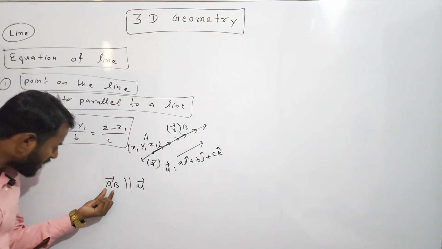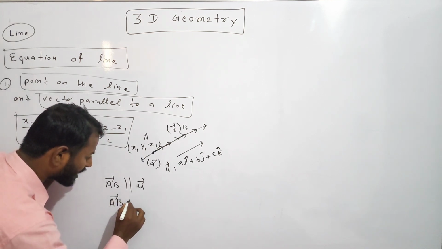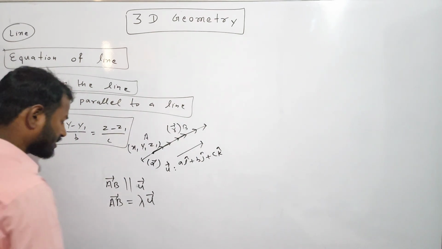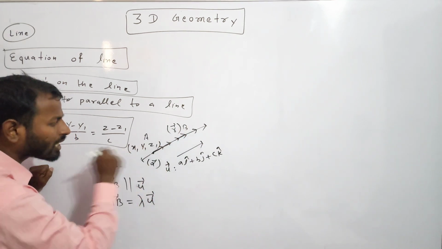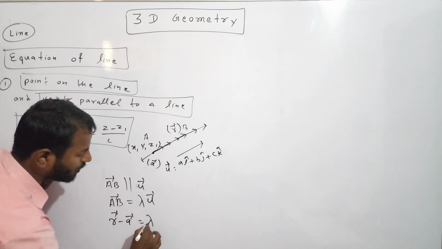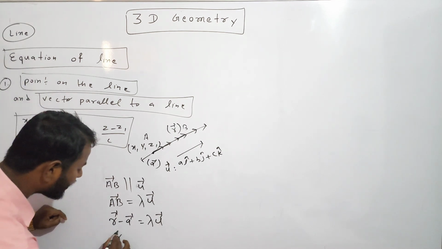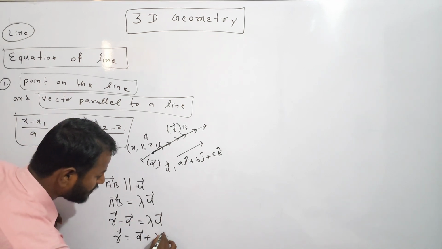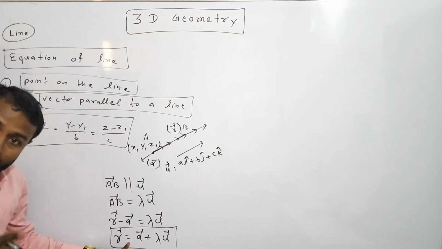Okay, so if AB is parallel to vector U, we can write AB vector is equal to lambda times vector U. Now, AB vector is position of B minus position of A, that means R minus A. We can write vector R minus vector A is equal to lambda times vector U. So here we can write vector R is equal to vector A plus lambda times vector U. Okay, this is the equation of line in vector form.